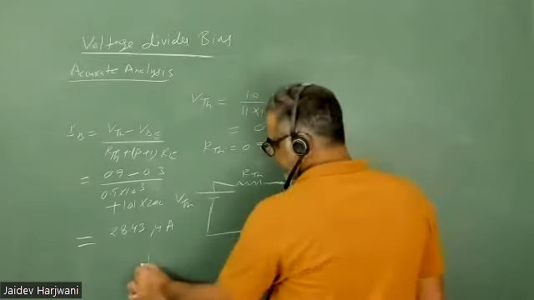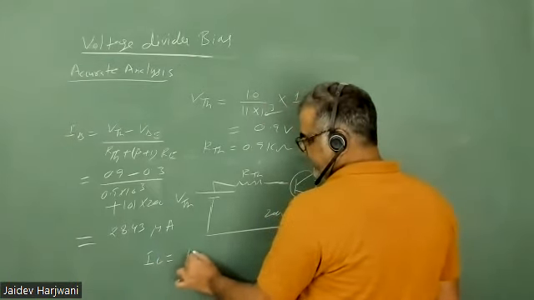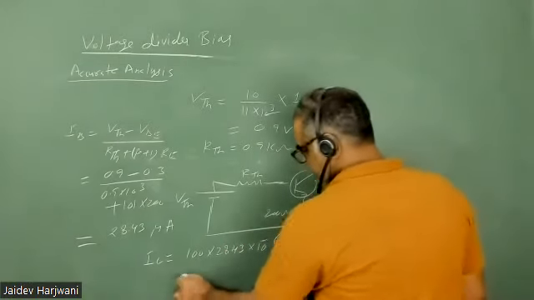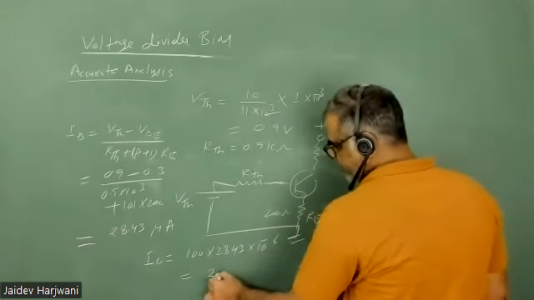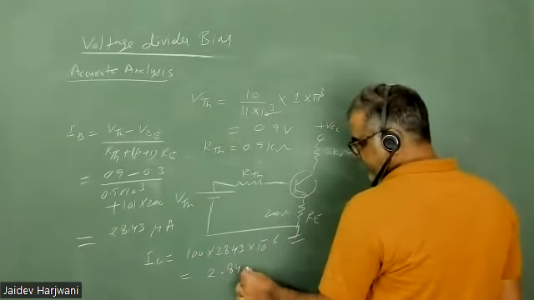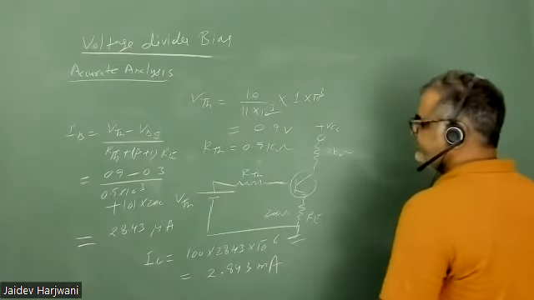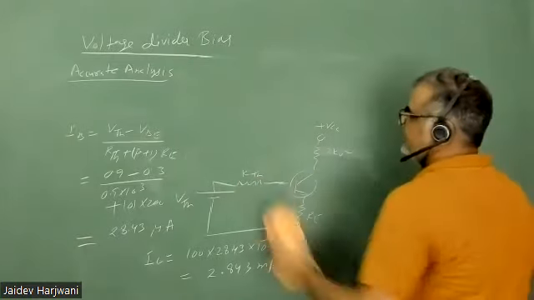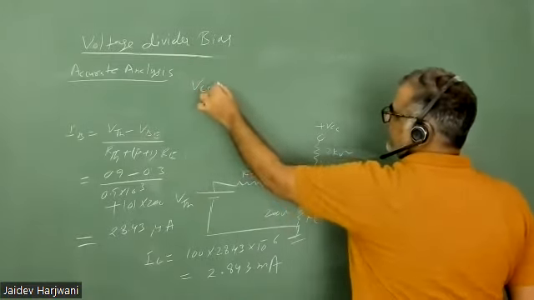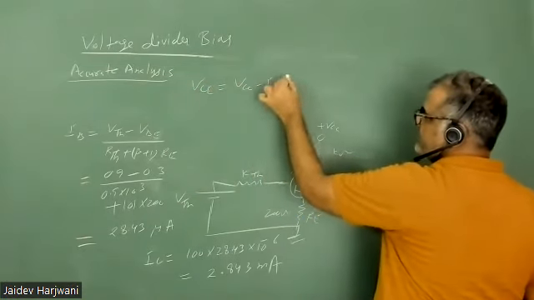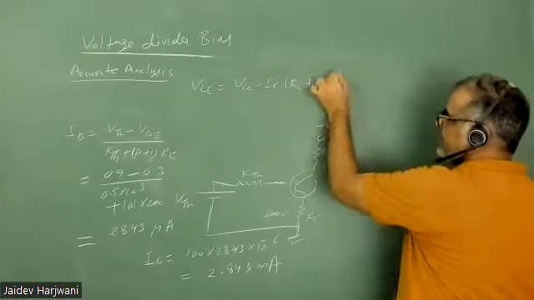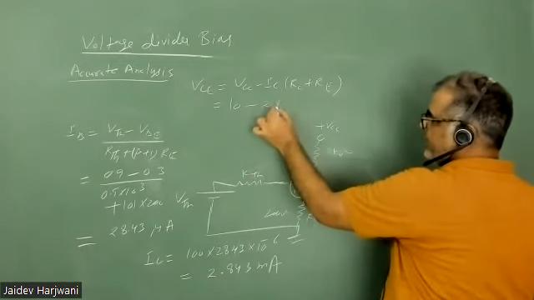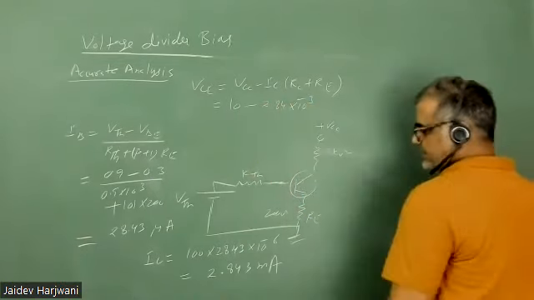And if you find the IC, it will be 100 into 28.43 microampere. So this will become 2.843 milliampere. And now you can find VCE. So your VCE will be VCC minus IC times RC plus RE. VCC is 10, IC is this one, 2.84 times 10 to the power minus 3.